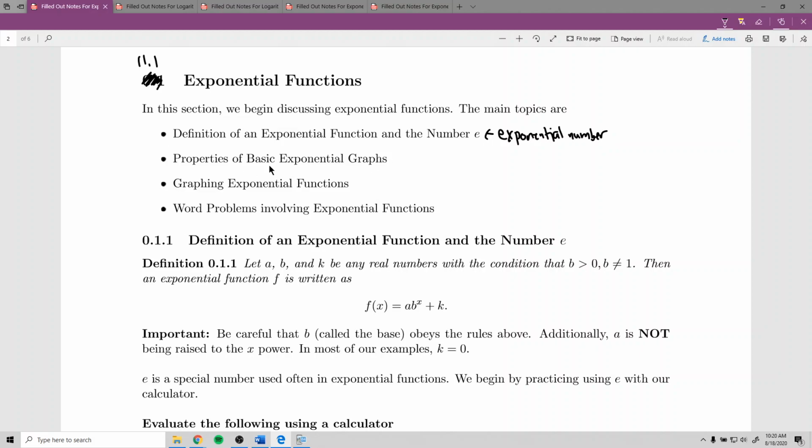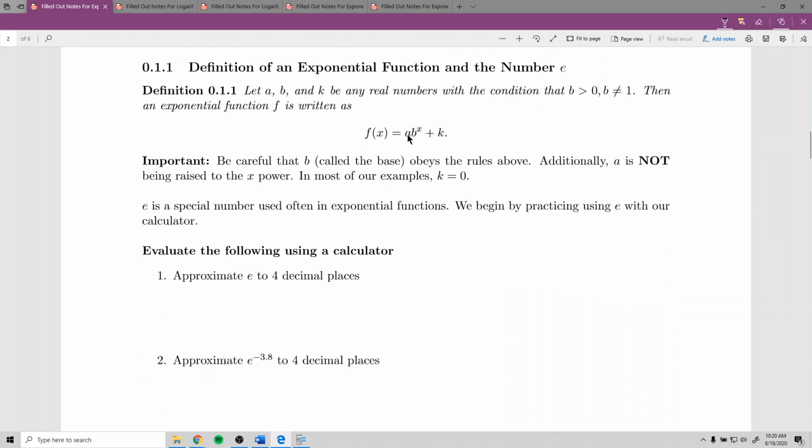Then we'll look at the basic properties of exponential graphs, actually dealing with graphing a couple, and then word problems involving exponential functions. Now, this will really lead into the last section of the class. The last section of the class is word problems involving exponential functions as well, but there will be more stuff once we get there, and this will just be a little preview.